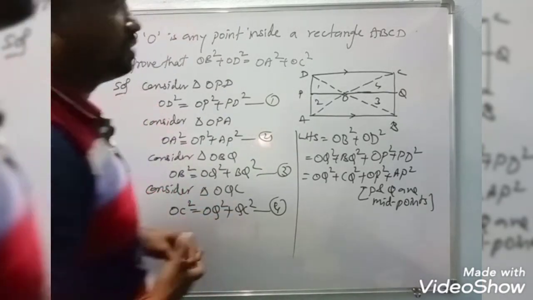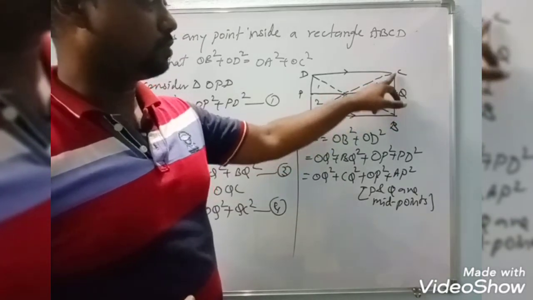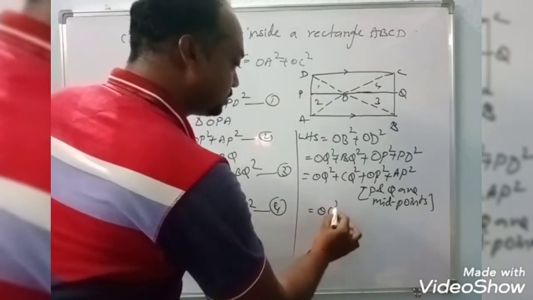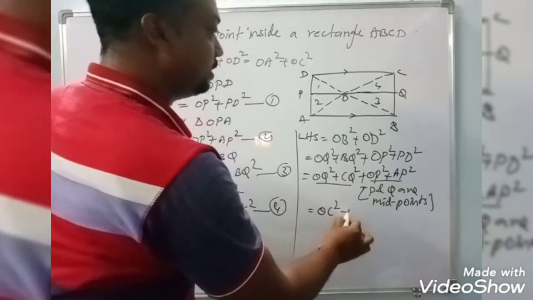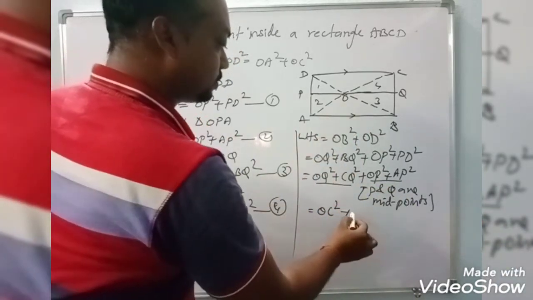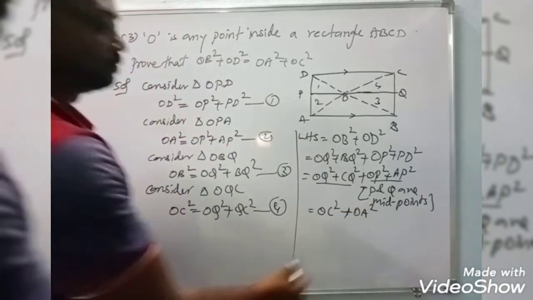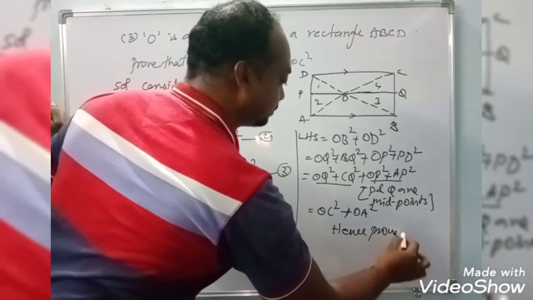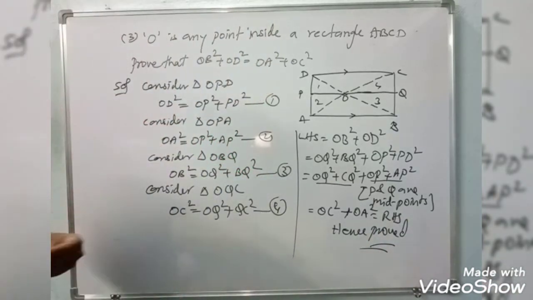Next after that, if I consider here OQ square and CQ square, that is nothing but the hypotenuse square, that is OC square. Now if I consider these two, so I will get here OA square, which is hence proved, which is equal to RHS. Clear? So like this we are considering the values.